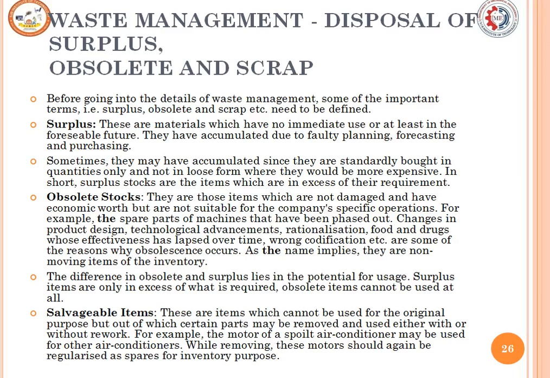Obsolete and surplus lie in the potential for use, but scrap or salvage items cannot be reused. Salvage items are those which cannot be used for the original purpose, but out of which certain parts may be removed and used, either with or without rework. This scrap item you might have planned early in the design, but while going with the actual design, these parts may not be used. In future also they may not be used because of the batch production. Like this, surplus, obsolete and scrap are the waste management which we are supposed to take care of.